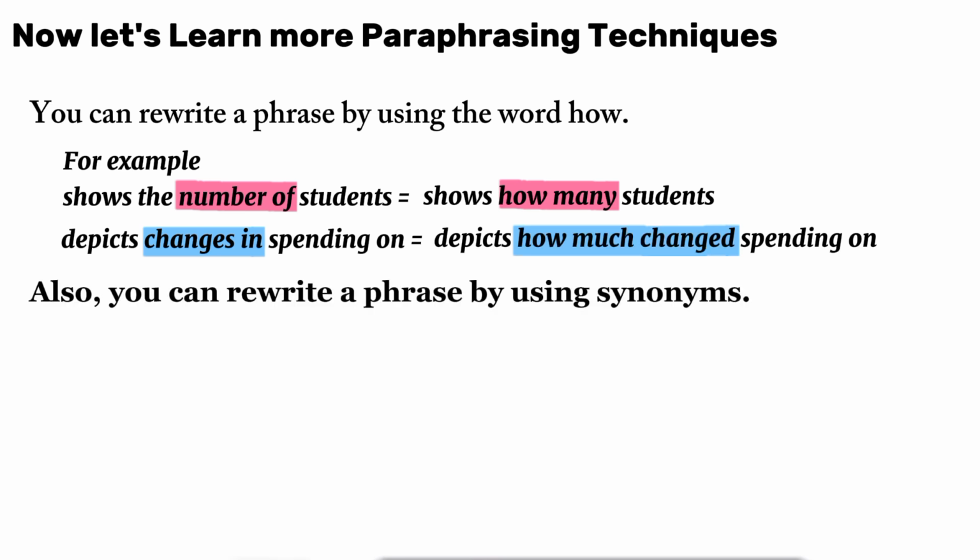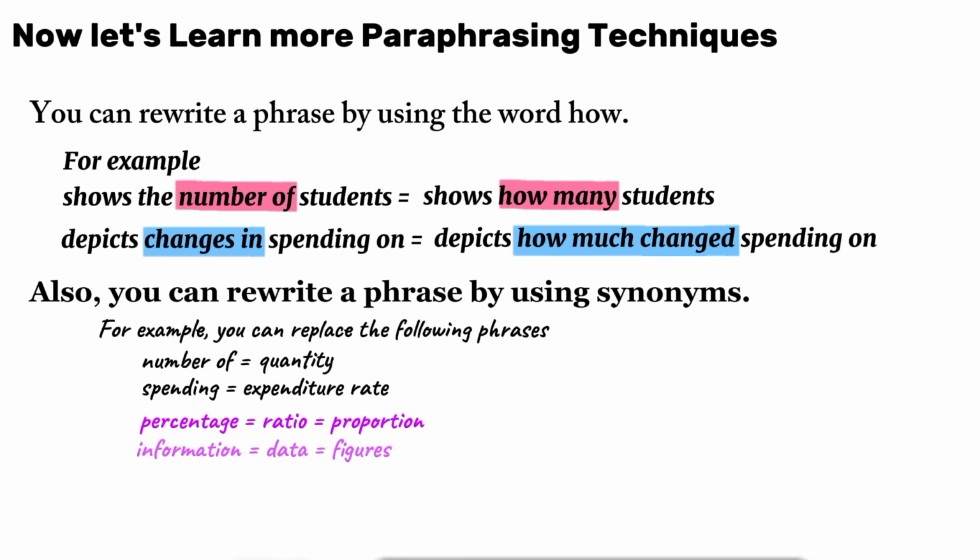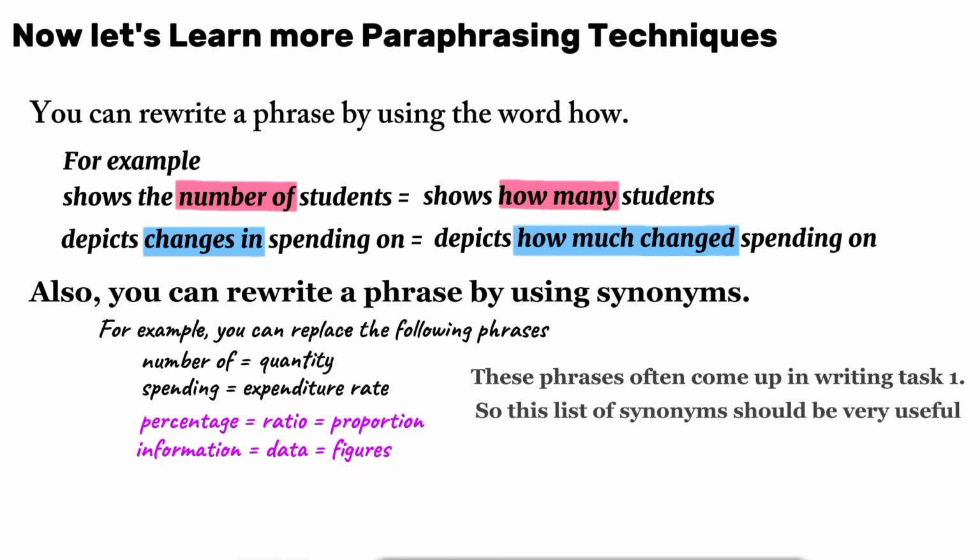Also, you can rewrite a phrase by using synonyms. For example, you can replace the following phrases: "number of" is equal to "quantity", or "spending" can be replaced with "expenditure", "rate" with "percentage", "ratio" with "proportion", "information" with "data, figures". These phrases often come up in writing task 1, so this list of synonyms should be very useful. It's good to remember those words.